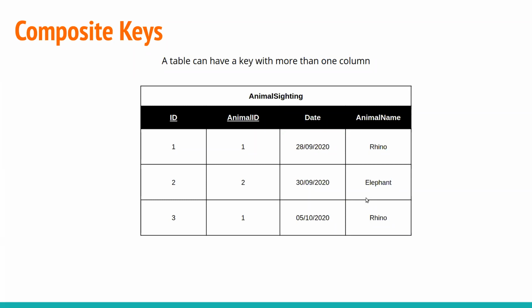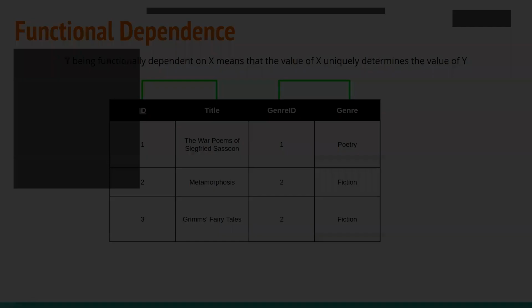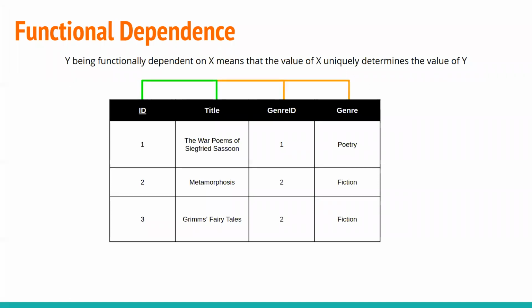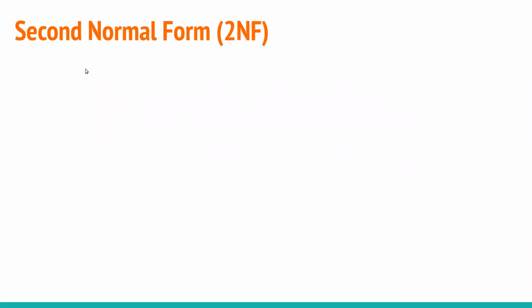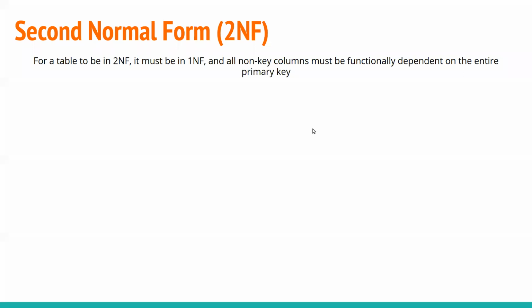So why do we call this a composite key? Because there are multiple columns, or multiple attributes, in our primary key. It's important to understand both functional dependence and composite keys before you understand second normal form. What's nice is that once you know those two things, second normal form is very easy to understand. If you read the actual definition by itself, it could look quite complicated.